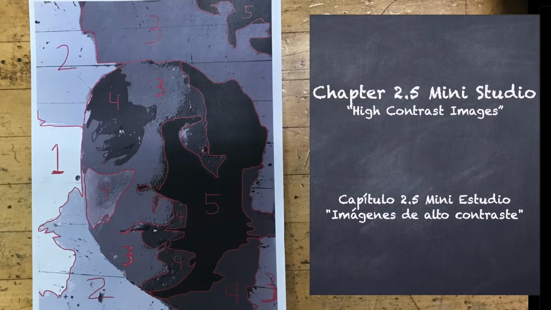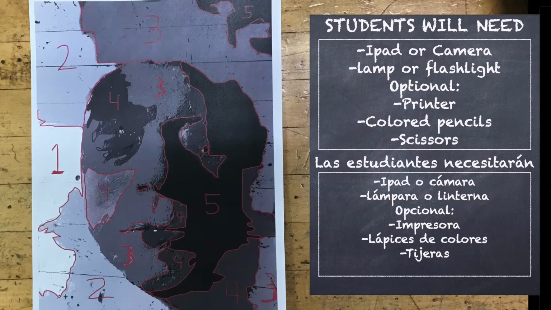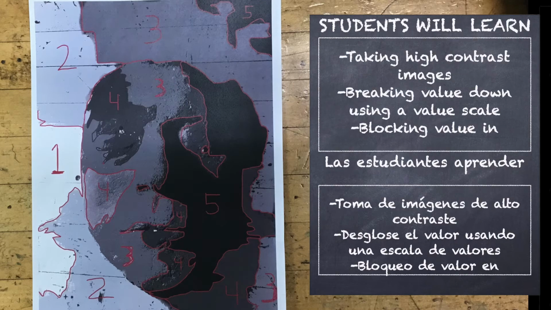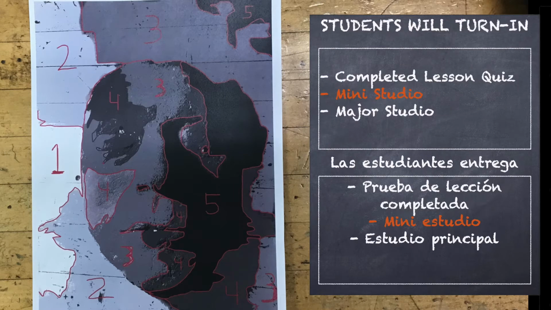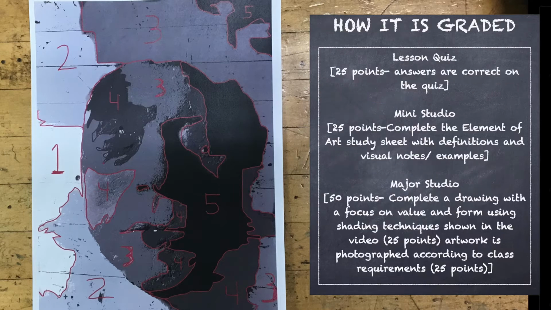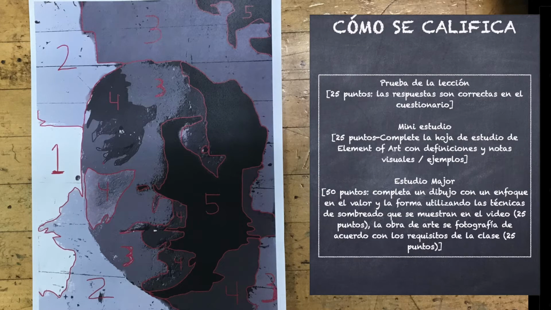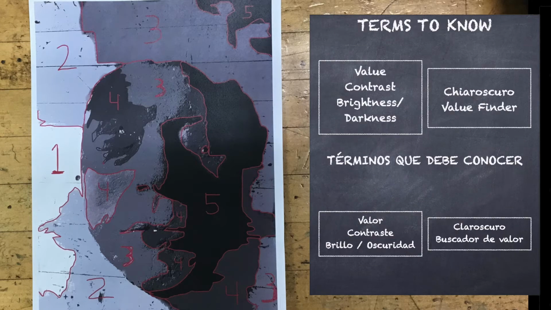Welcome back, my artists. Today we are going to be learning how to break value into shapes using high contrast photographs. So, before we get started, you are going to have to find an object or some objects that you're going to use for this project today.